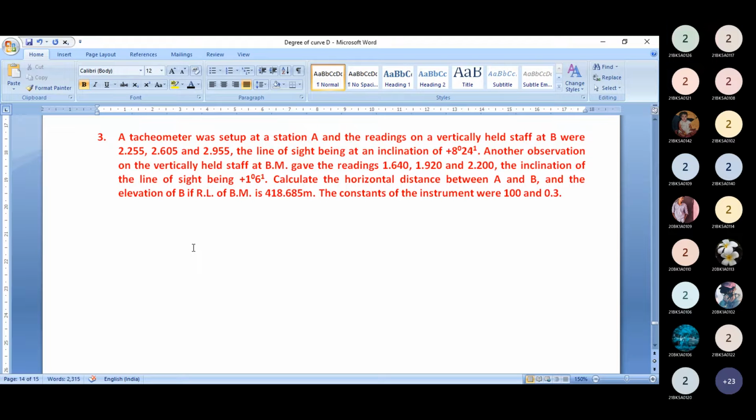So actually the additive constant C can be taken as 0 only, but in this case it came as 0.3. Nothing wrong. If it is not given, directly you can take it as 0. If it is given, you can take it as 0.3 or something. The C value is given as 0.3 here, and the multiplying constant K value is given as 100. This is the problem they have given.